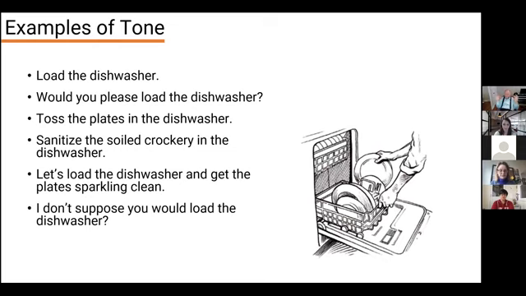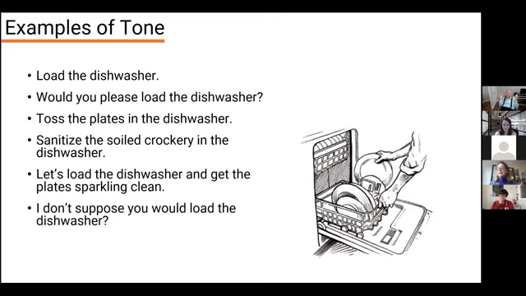But with different tonality. Load the dishwasher, that's the simple imperative. So my wife says, load the dishwasher. Would you please load the dishwasher? Okay, a little less formal, a little more courteous. This is also interesting. This doesn't work well in writing, but in speech, you can completely change the tonality of that by the word you emphasize. So I could say, would you please load the dishwasher? Meaning, I'm not going to do it. Or would you please load the dishwasher because I'm really frustrated with you? Or would you please load the dishwasher instead of doing what you're doing with it right now? Or would you please load the dishwasher instead of putting them in the sink? So the words can change depending on the emphasis.